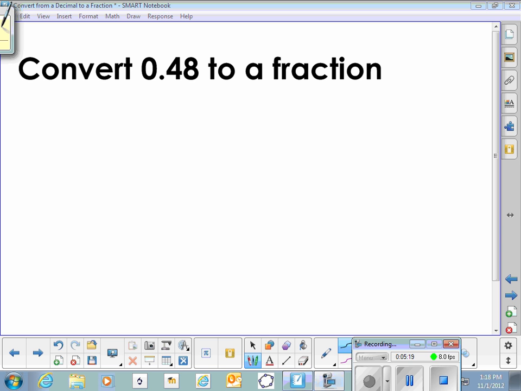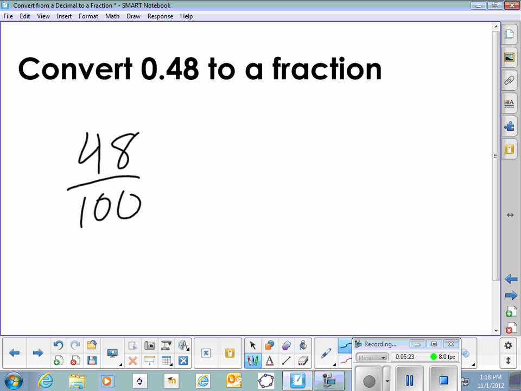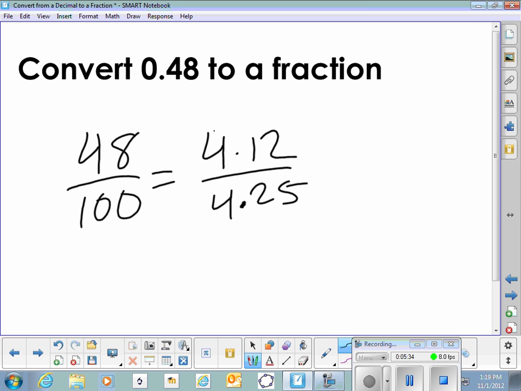How about 0.48? Well, that would be the same as 48 over 100. Well, I can see 4 times 12 is 48. I just happen to know that one. And I know 4 times 25 is 100. So that's 12 over 25. Let's see, 12 has factors of 3 and 4. 25 does not have either of those as factors. So that is as simple as it goes for a fraction.